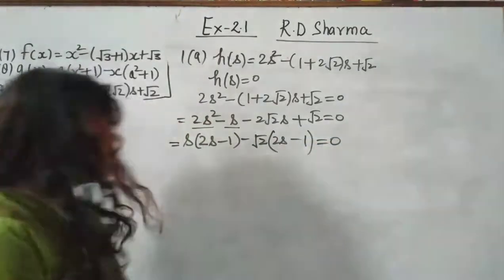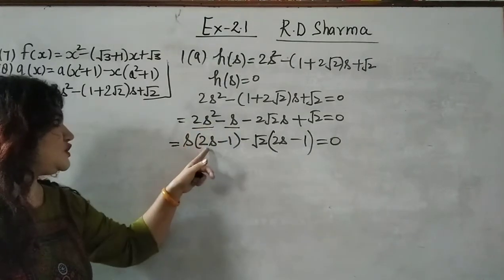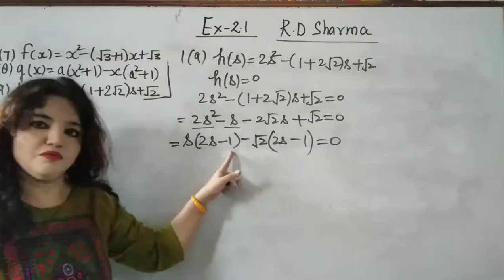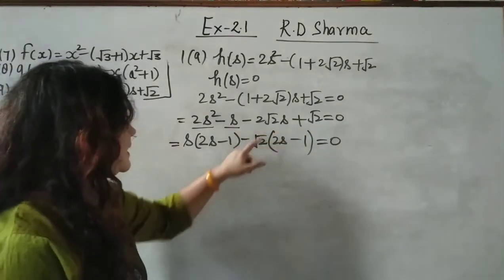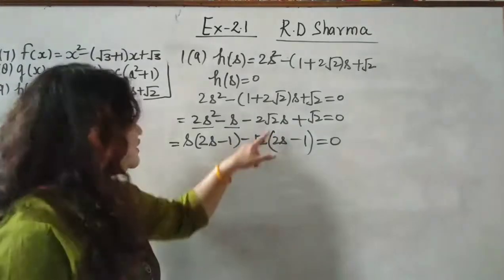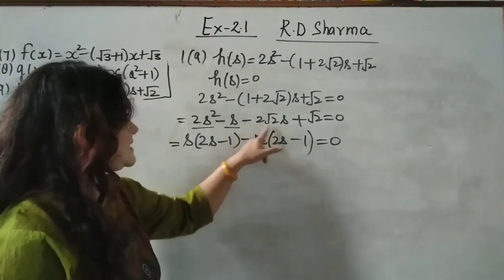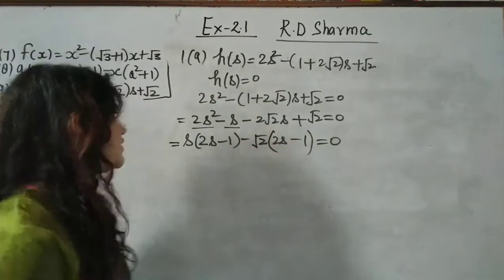Am I right? हमने इन दोनों terms में से s को common किया. So here what is left? 2s. Here what is left? Minus 1 is left. And in these two terms, what is common? Under root 2 is common. Minus under root 2 I have taken common. So here we are left with 2s, only 2s, right? And here what is left? Minus 1 is equal to 0.